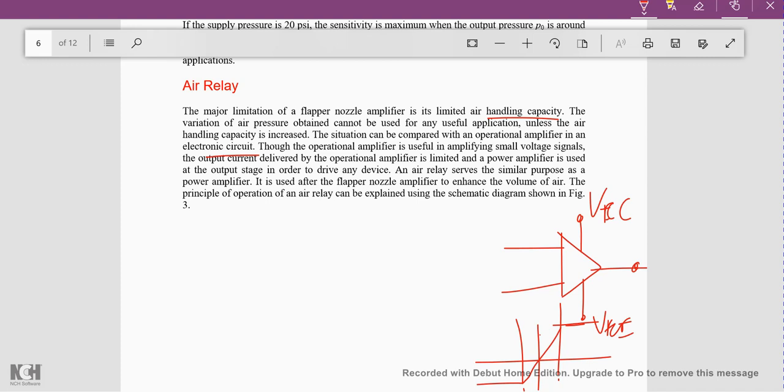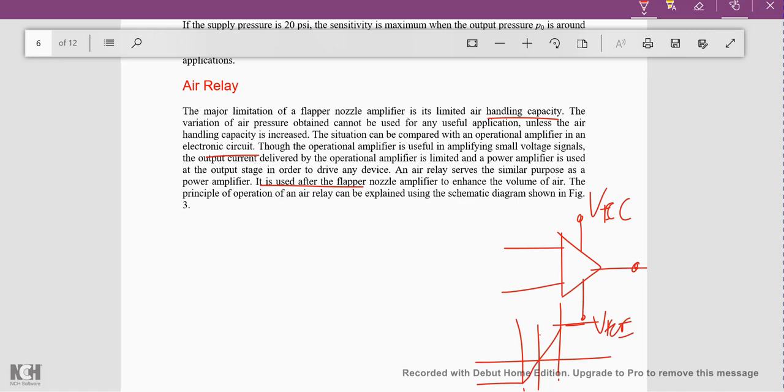relay kind of valve operation. Okay, so here it is used after the flapper nozzle. That air relay operation is used after the flapper nozzle to enhance the volume of air. Just like a power amplifier is used after the normal operational amplifier, here the air relay is used after the flapper nozzle amplifier to enhance the volume of air.